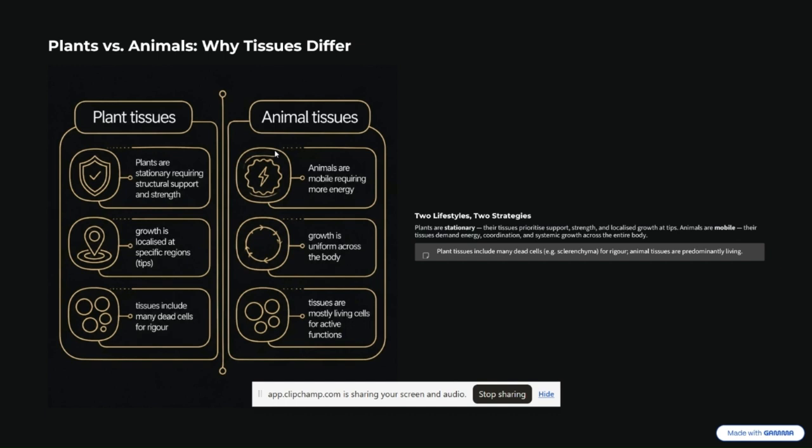Two lifestyles, two strategies. Plants are stationary. Their tissue prioritizes support, strength, and localized growth at tips. Animals are mobile. Their tissue demands energy, coordination, and systematic growth across the entire body.